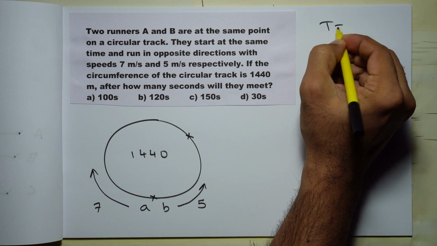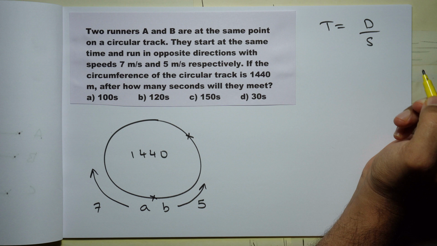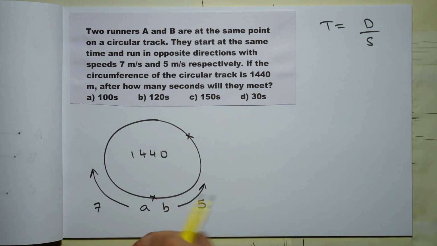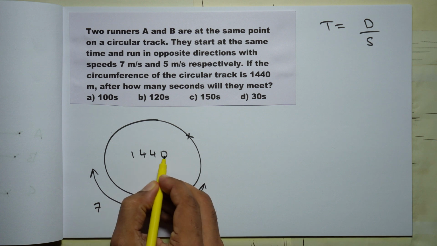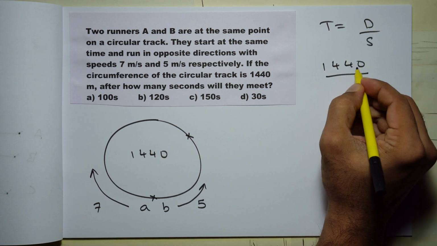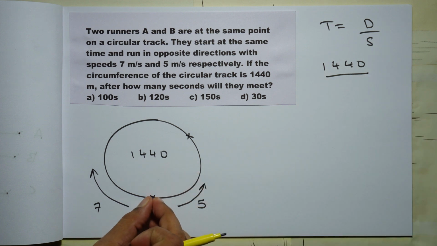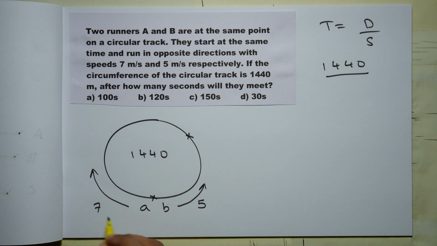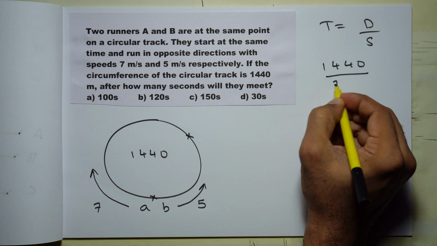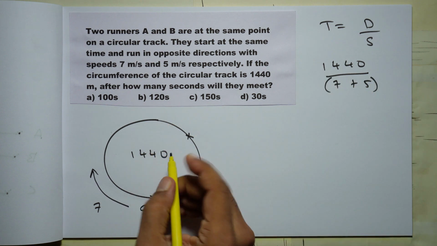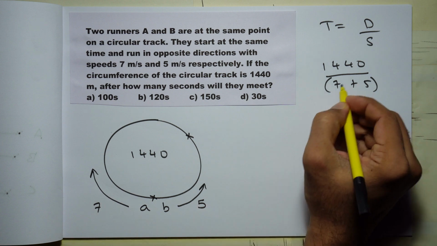Now time required is distance by speed. To meet they have to do one full round, so one full round is the same as 1440. Distance is 1440 by speed. You can see that they are moving in opposite directions, towards each other. So relative velocity will be the sum of their speeds. That will be 7 plus 5. This will be the relative velocity. So their relative velocity will be 7 plus 5, 12.